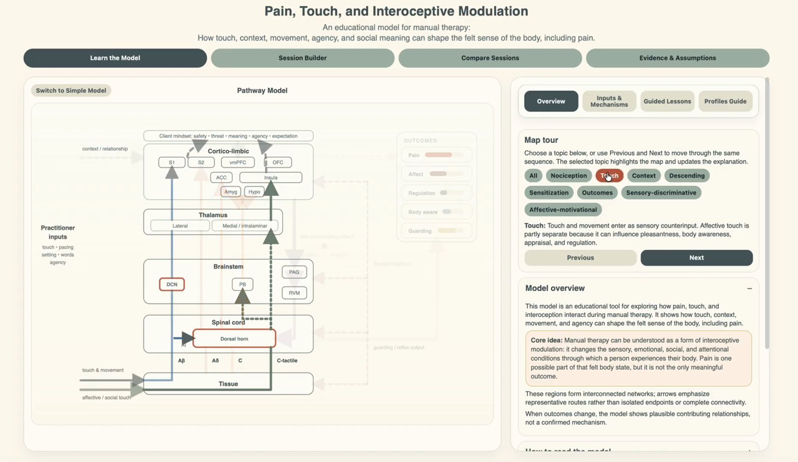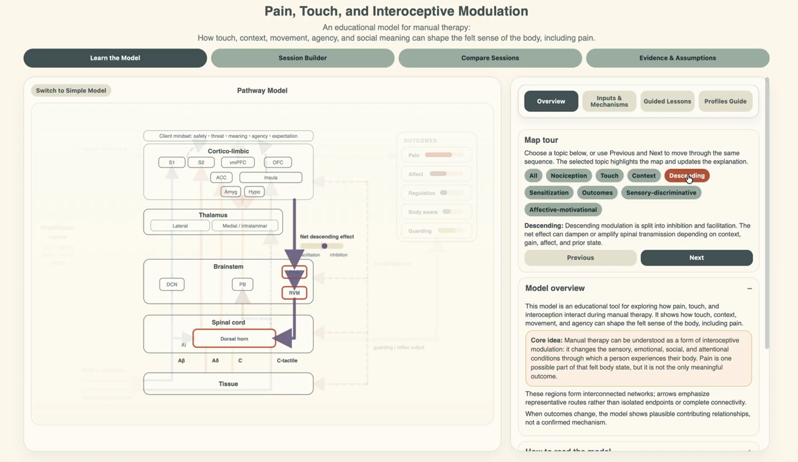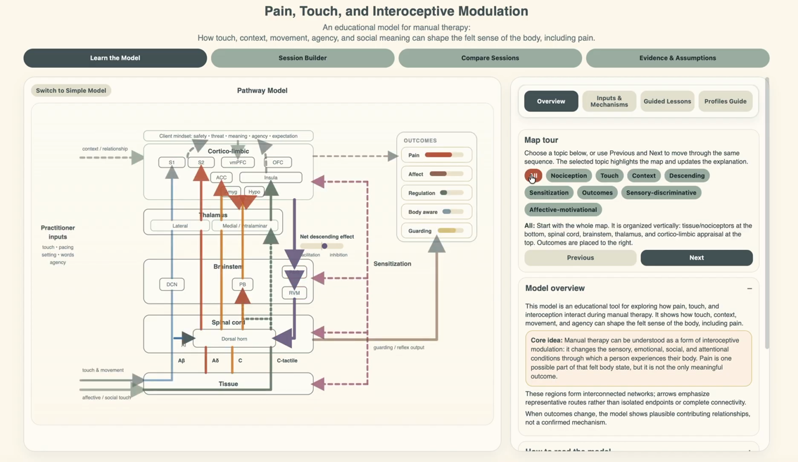Ordinary tactile input can influence nociceptive transmission at the spinal level, while affective touch has additional ascending pathways associated with the emotional interoceptive qualities of touch. And cortical and subcortical processes can influence nociceptive transmission through descending pathways involving structures such as the periaqueductal gray and the rostral ventral medulla. So even this more anatomical view is not a nociceptive pathway in the sense of a single line running from damaged tissue to pain. It's an interacting system.